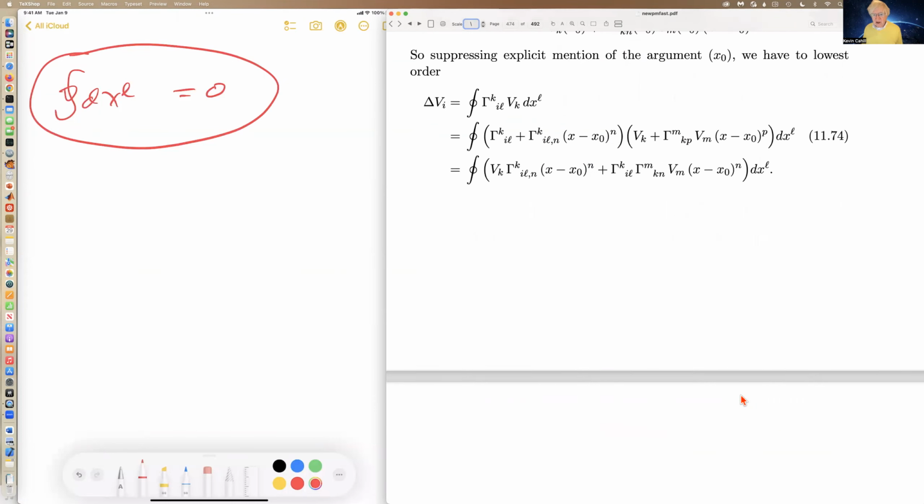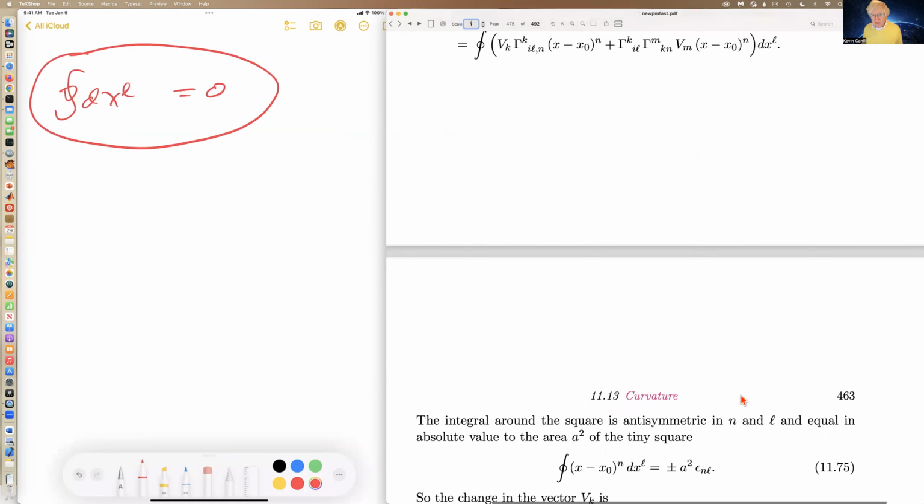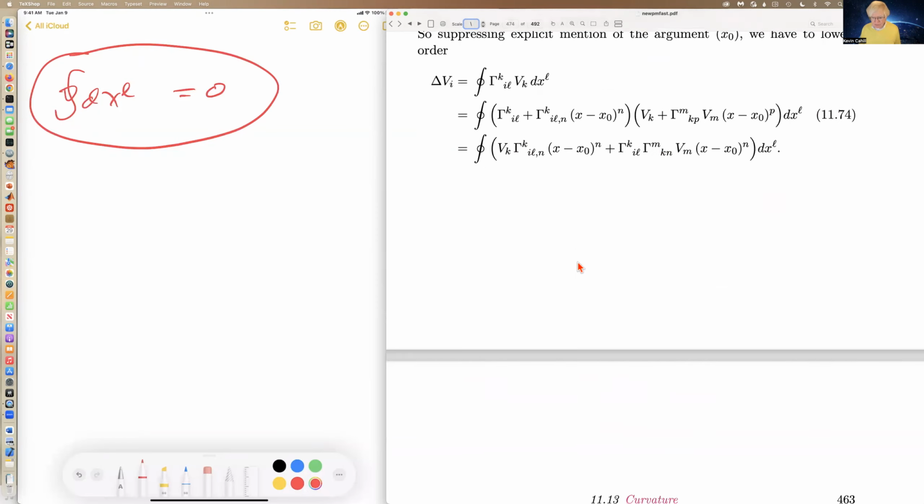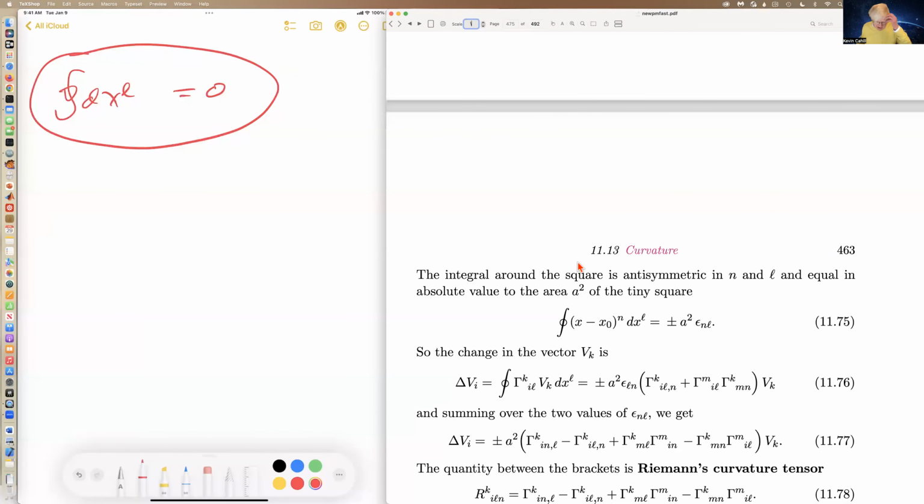Okay, now, and also v, gamma, gamma, gamma, and v, they're all evaluated at x0, the center of the square. So that's what we've got to do. Now, this is confusing, and so let me try to demystify it.